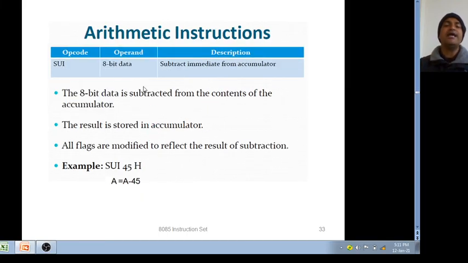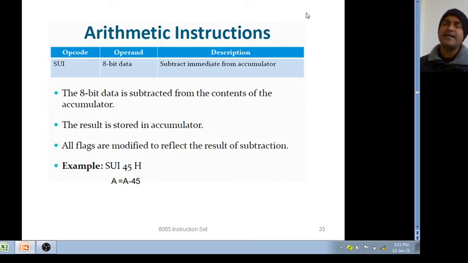Next is with 8-bit data, SUI 8-bit data. This I indicates there is data. It means A equals A minus 8-bit data. Okay, again it stores the result. The accumulator stores the result. All flags are modified to reflect the result after subtraction. For example, SUI 45. It means A equals A minus 45.